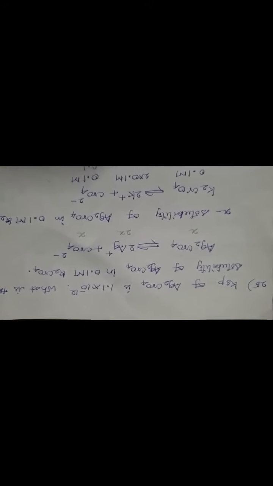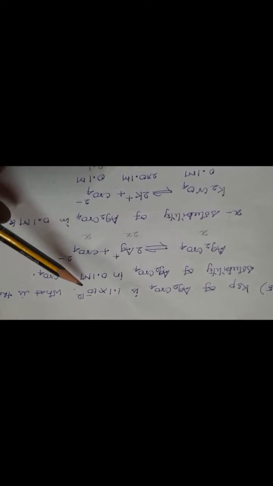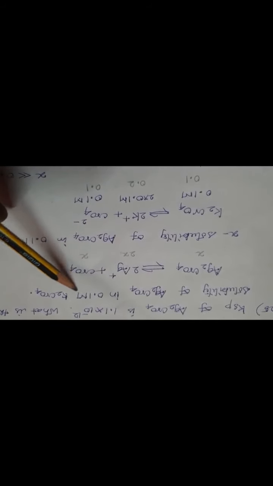Problem number 25. Ksp of Ag2CrO4 is 1.1 into 10 power minus 12. What is the solubility of Ag2CrO4 in 0.1 M K2CrO4? When you mix these two, what is the solubility of this?